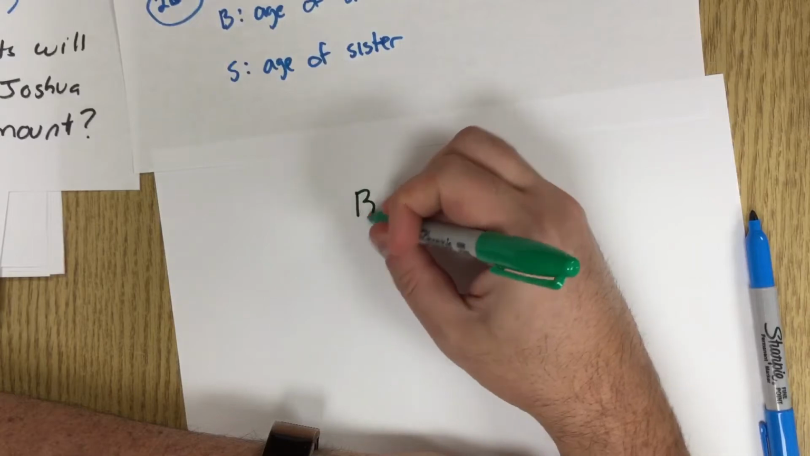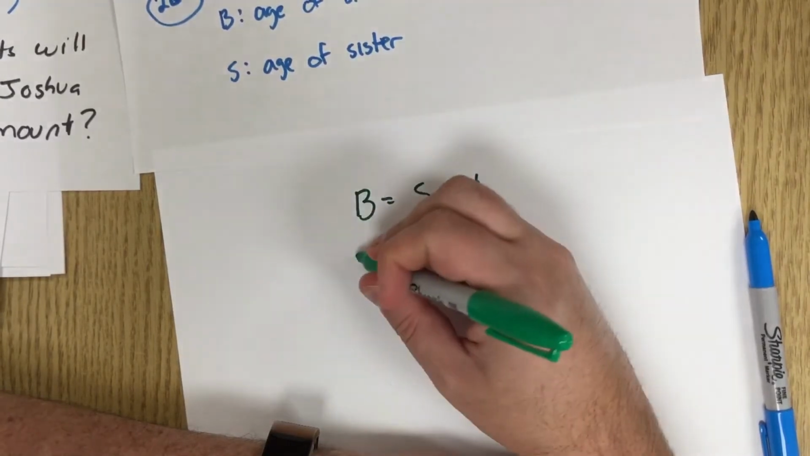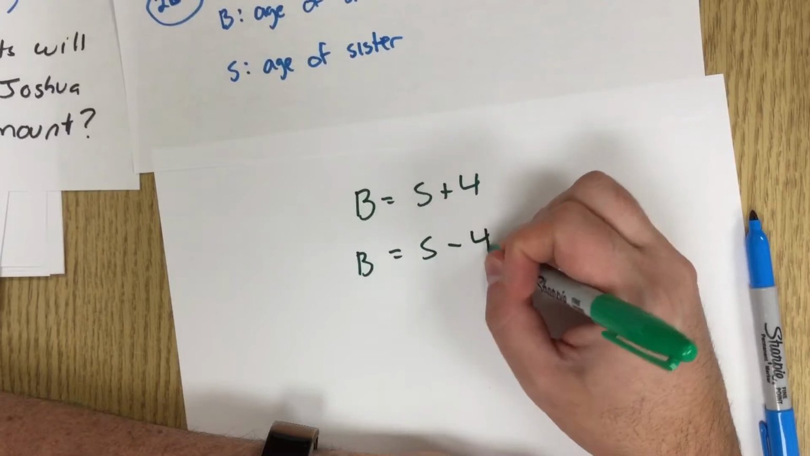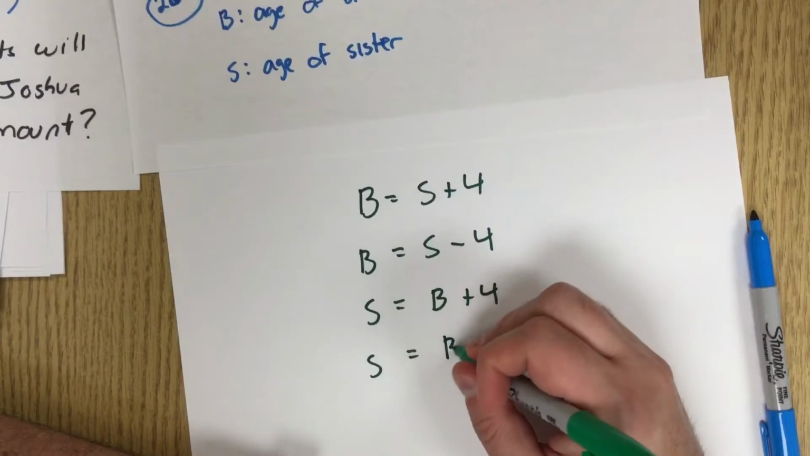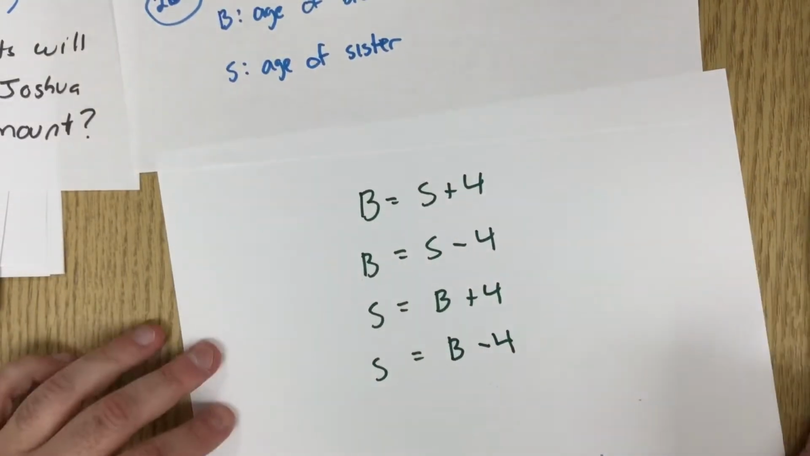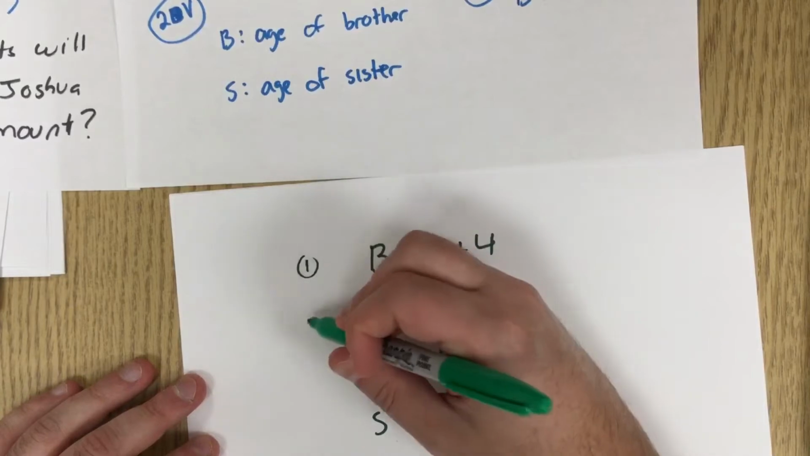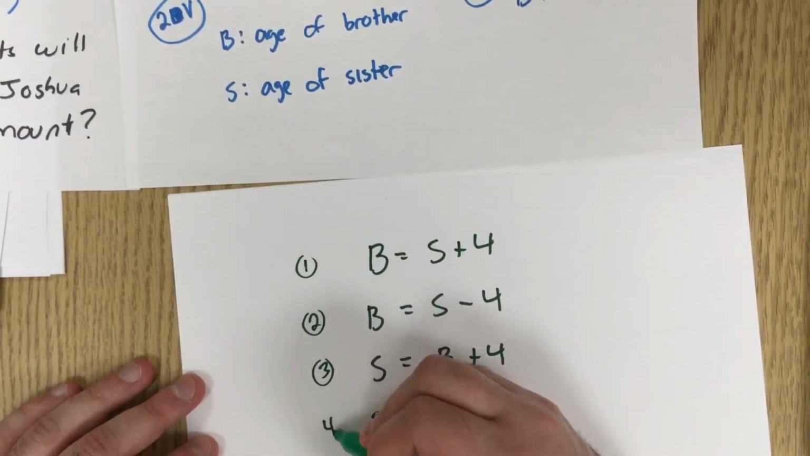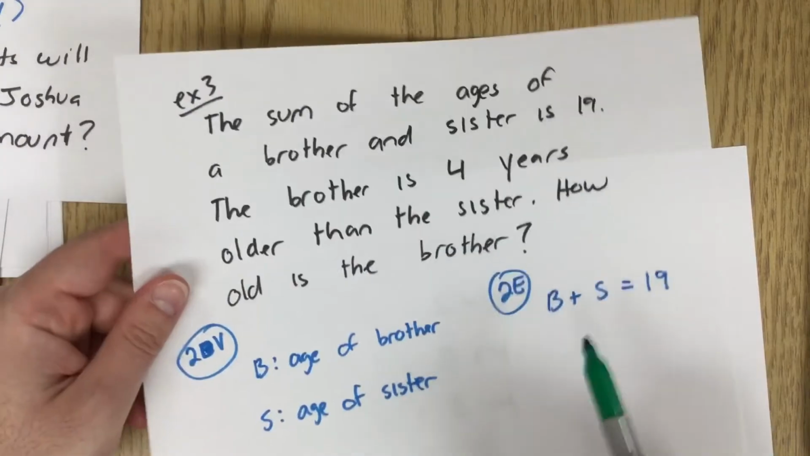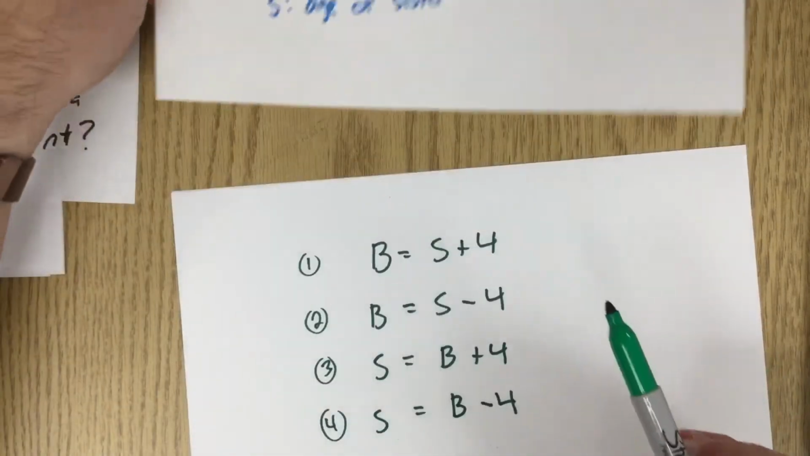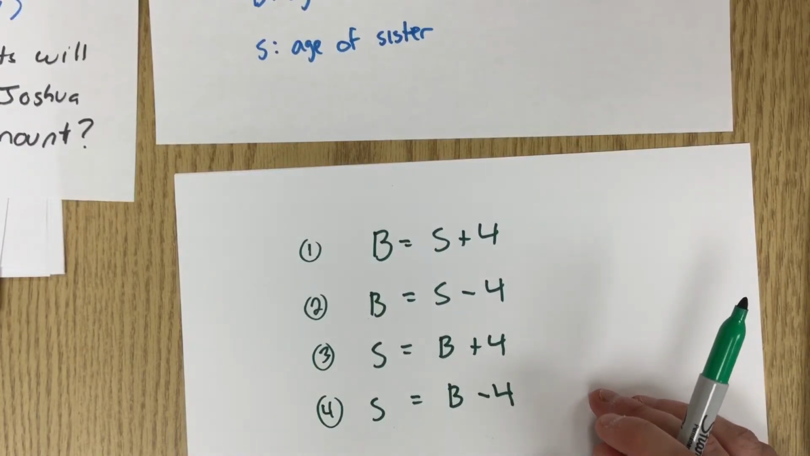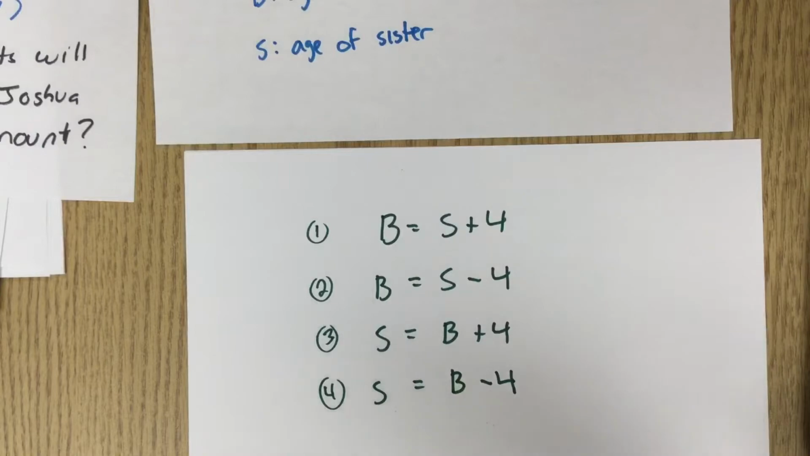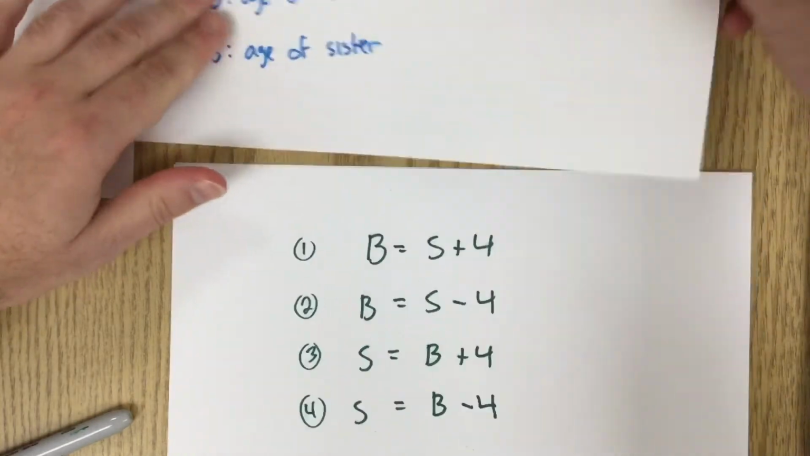So we can have like brother equals... So here's 4 possible options. I'm going to call them 1, 2, 3, and 4. And what we have is, we know that the brother is 4 years older than the sister. So the question is, which one of these 4 is the correct answer? I'm actually going to give a little spoiler. It's actually 2. 2 of them are correct. So pause the video, try to figure out which one it is.